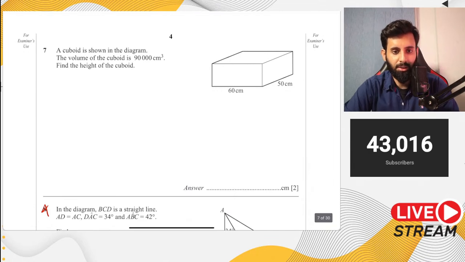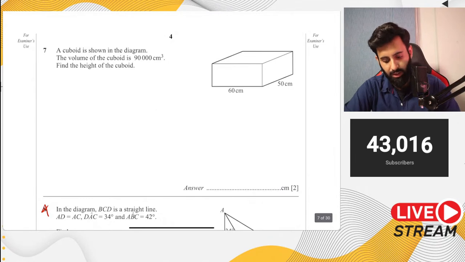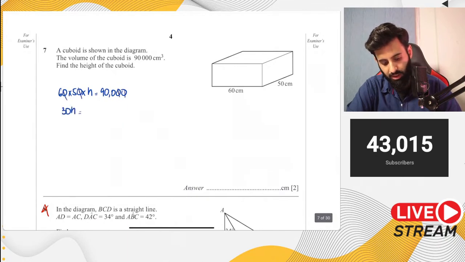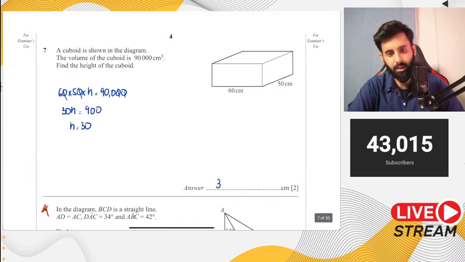So it says a cuboid is shown in the diagram. The volume of the cuboid is 90,000. Find the height, okay? So we know that the volume is equal to length into width into height. So 60 into 50 into h is equal to 90,000, all right? So cross out the zeros, okay? So 30h is equal to 900. h is equal to what? h is equal to 30. So there you go. That's it.